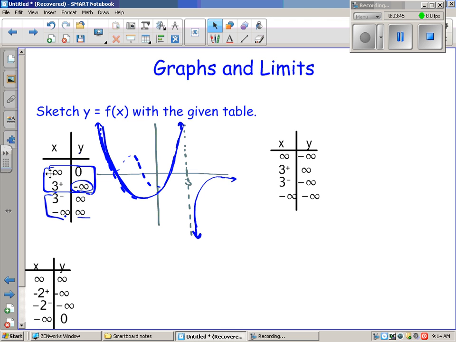Let's do another one. All right, so over here, let's look here to the right. Where is that asymptote that we're going to be drawing in here? Again, it's at 3.